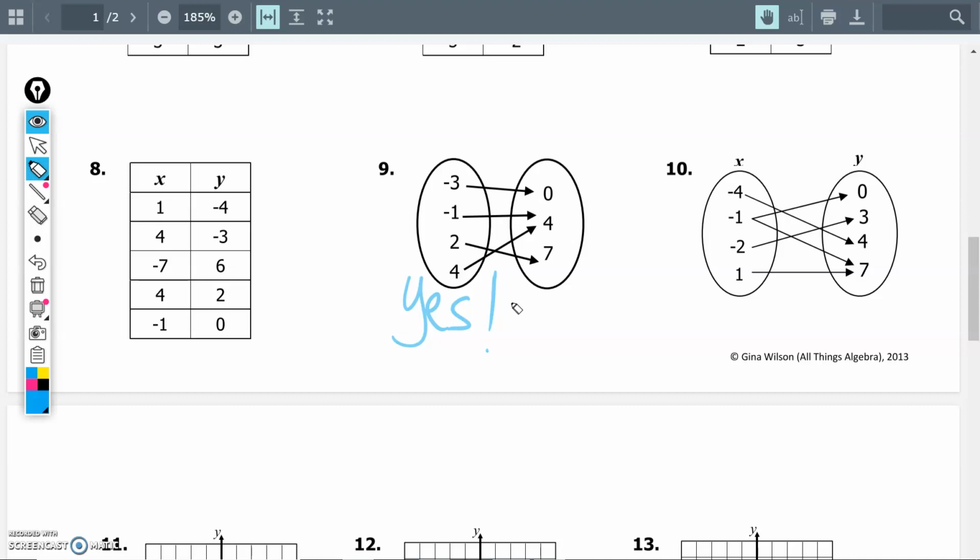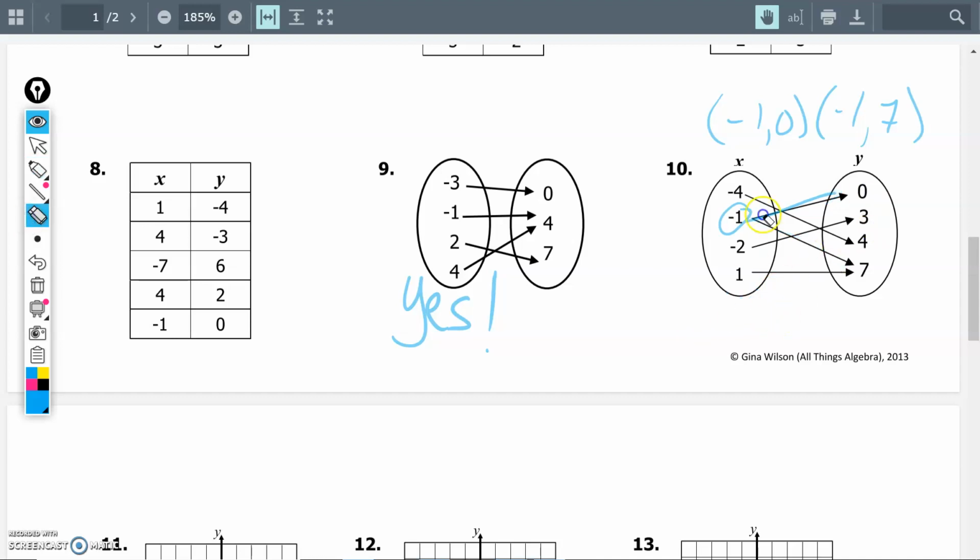However, in number 10, you see there is a repeat. We have -4, 4. We have -1, 0, but also we have -1, 7. So there was a repeat with the -1. You can also see that by the arrow going from -1 in 2 directions from the domain. So no, this is not a function.